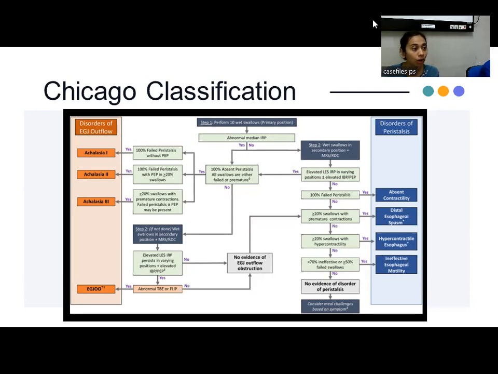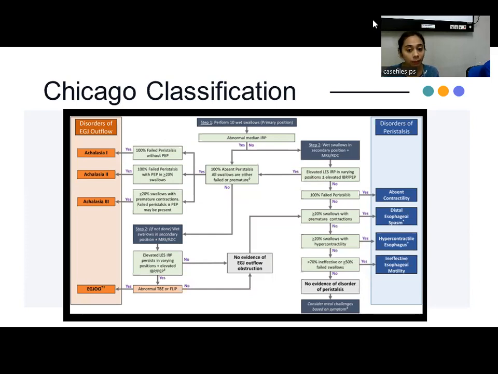If it is not so, the initial swallow was done in a primary position and it is then again done in a secondary position. If the findings are still consistent with achalasia, we can still suspect and go ahead with the diagnosis of achalasia. If not, and there is 100% failed peristalsis, we move towards the disorders of peristalsis. If there is 100% failed peristalsis, it is absent contractility in the esophagus.